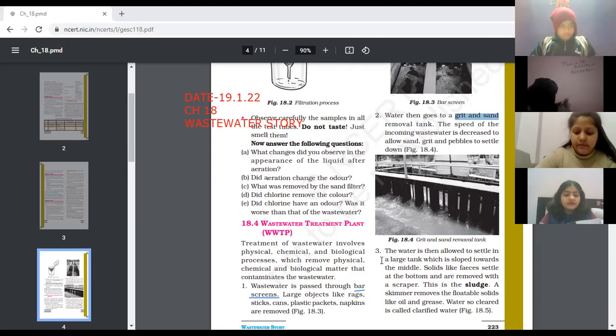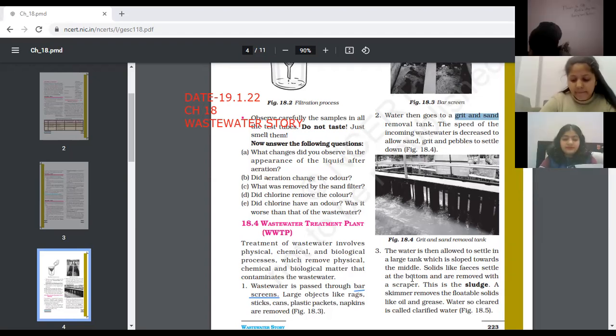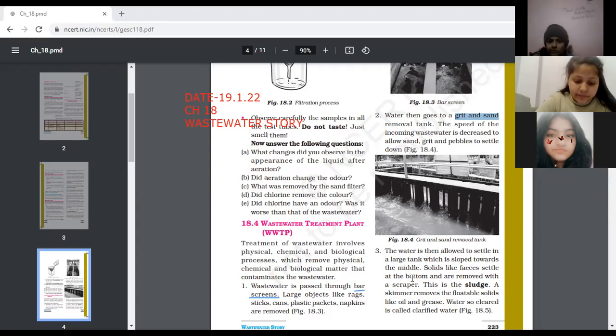So in the third point, beta, sedimentation is done. By the process of sedimentation, the solid waste settles at the bottom, and that solid waste is known as sludge, which can be removed with the help of a scraper. After that, a skimmer is used, which removes the floatable solids like oil and grease that are lighter than water. They keep on floating on the surface of the water. Then we obtain clear water. Still, we have just removed the solid impurities only.